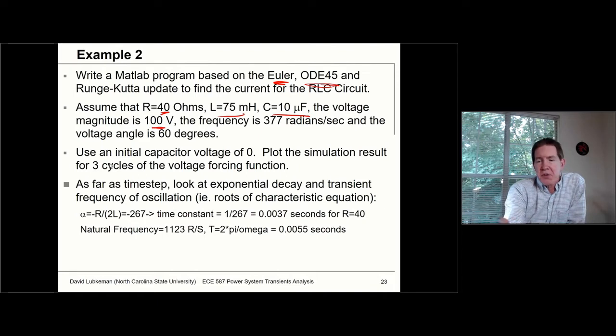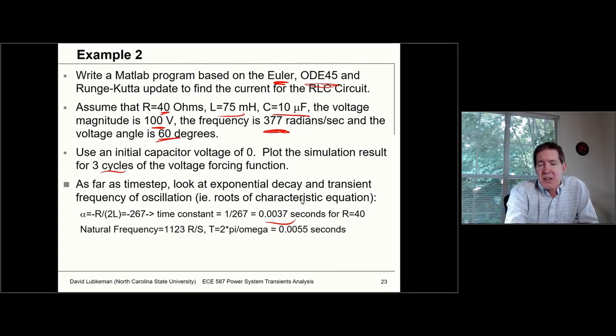We'll keep the source voltage the same at 100 volts. Still, we have the fundamental at 377 radians per second. We have a voltage angle at 6 degrees like before, but now that I have an RLC circuit, I'm going to get some transient ringing at a higher frequency in this case. And I'm going to plot this up to 3 cycles of the voltage forcing function. So again, if I were going to look at what to use for time steps, with a time constant of 0.0037, I'm not going to have at least something 10 times less than that for the time step.